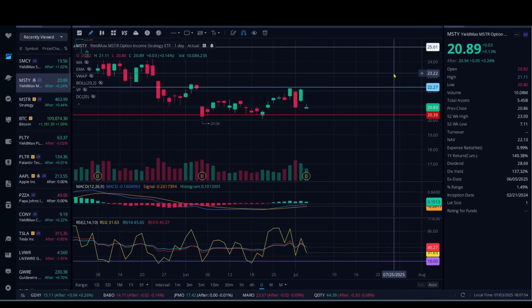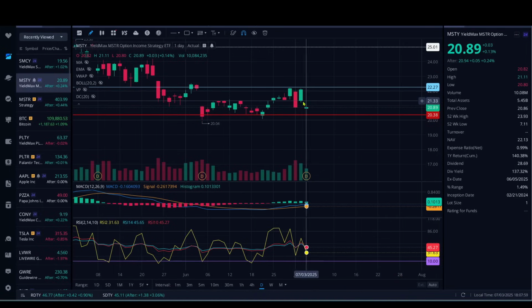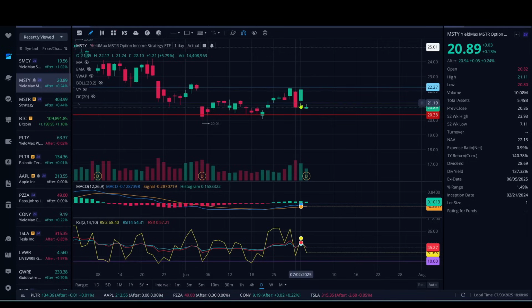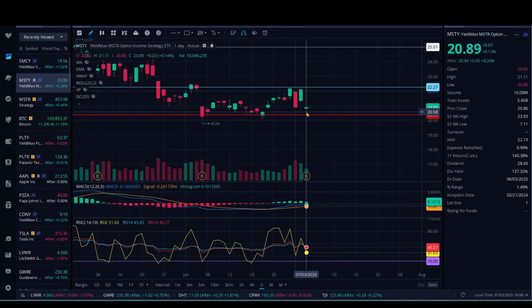Okay, so here we are on the Webull chart and we have MSTY pulled up currently. And you can see yesterday's candle here. That was that nice green candle that we had there. That ended up going up and closing at $22.10. Then today it did open at $20.82 before closing at $20.89. Now it did get as high as $21.11 before it did come back down and close at this price.